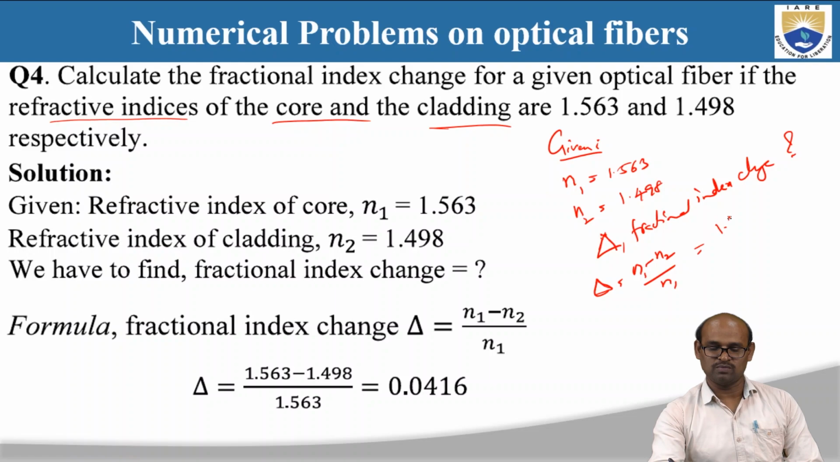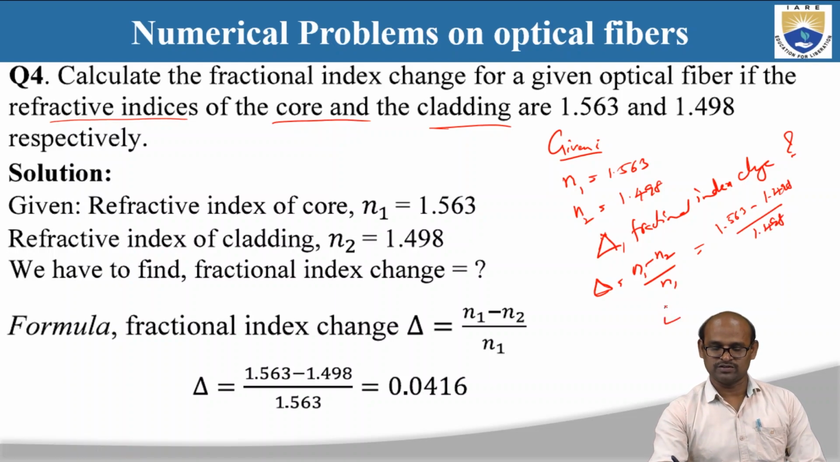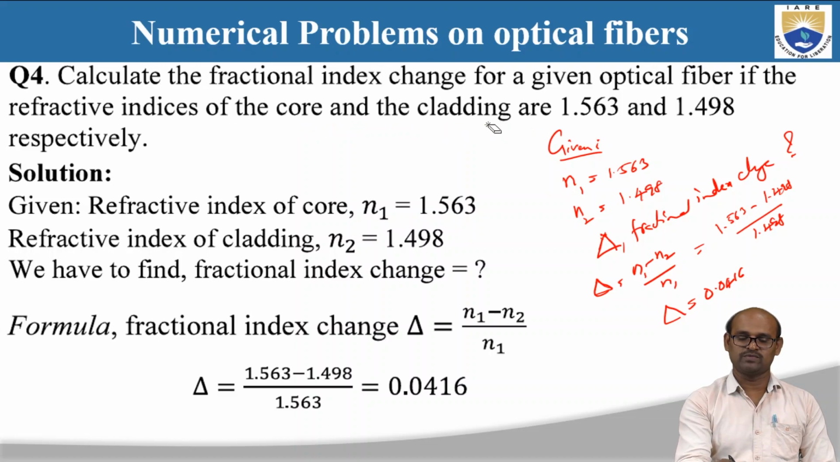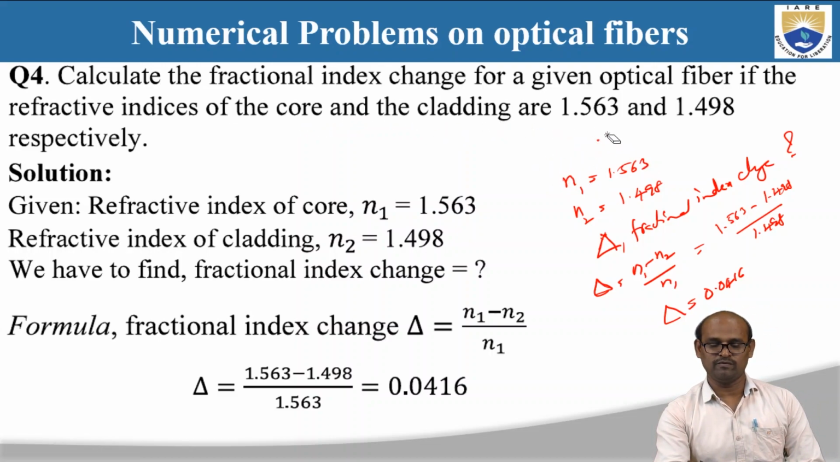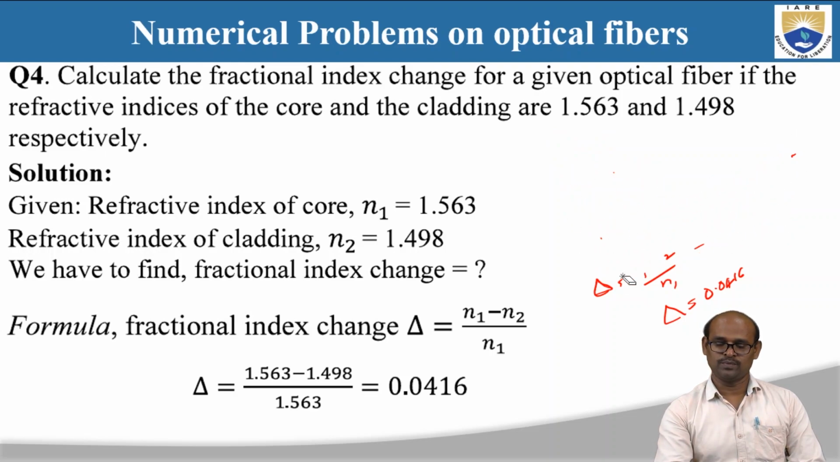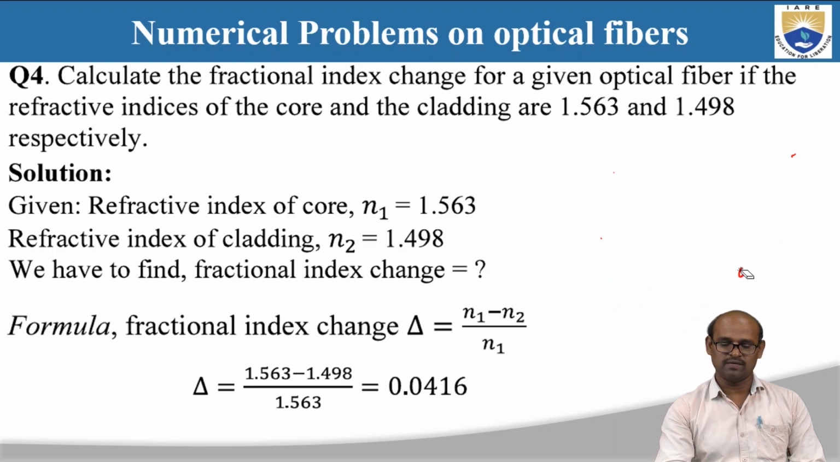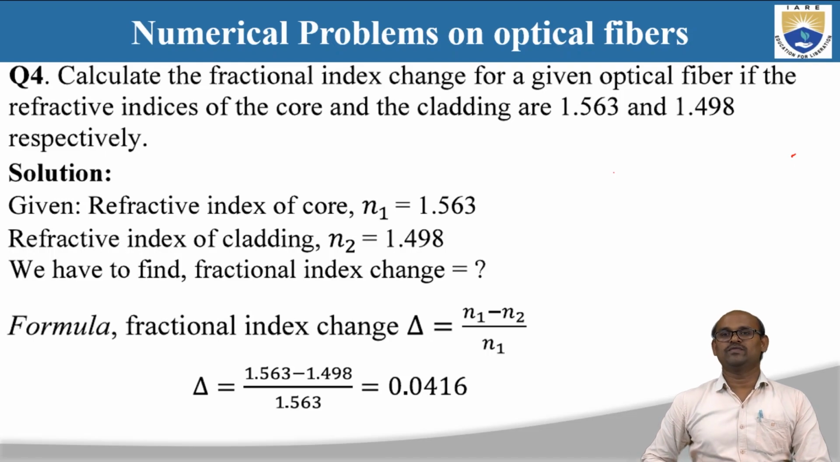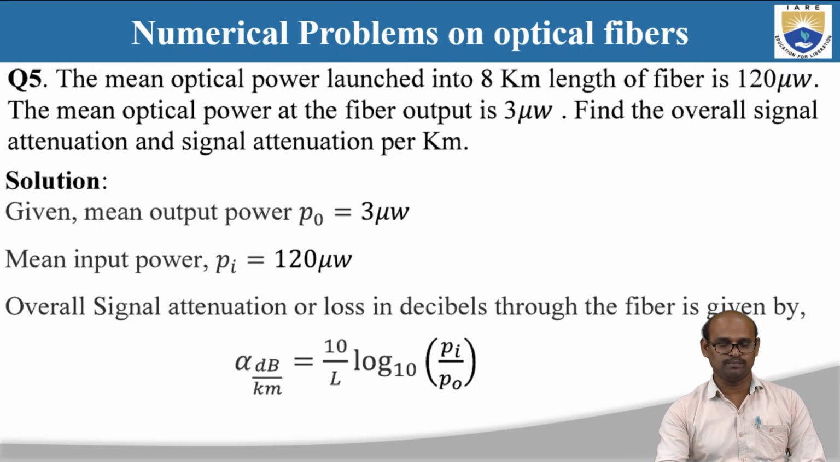N1 value they have given as 1.563 minus N2 value they have given as 1.498, divided by 1.498. So we will get the answer. The fractional refractive index is 0.0416. Okay. So this is another kind of problem which we have solved, calculating the fractional refractive index of a given fiber with the inputs given as refractive indices of the core and cladding. Up to now we have used only numerical aperture and acceptance angle, but in this problem we have learned there is another formula for fractional refractive index change.